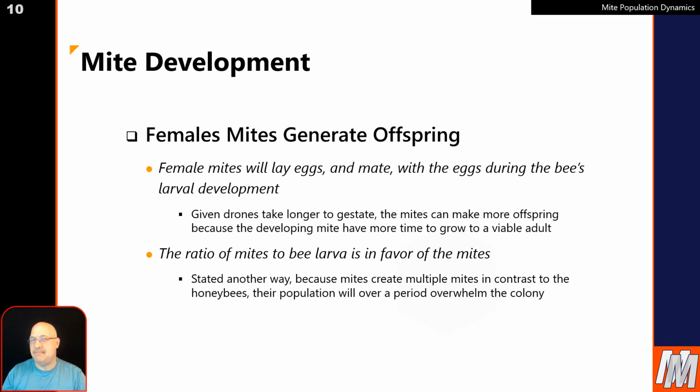It might seem rather disturbing as a human being to think about this, but varroa mites go into the larva cells. The female will lay eggs and then mate with those eggs, her offspring, in order to generate future generations of varroa mites. We said that they prefer drone cells, but they do mate in worker cells also. And the key takeaway here on this slide is that they produce multiple offspring in the cell for every honeybee that emerges. The ratio is skewed to the mite's favor.